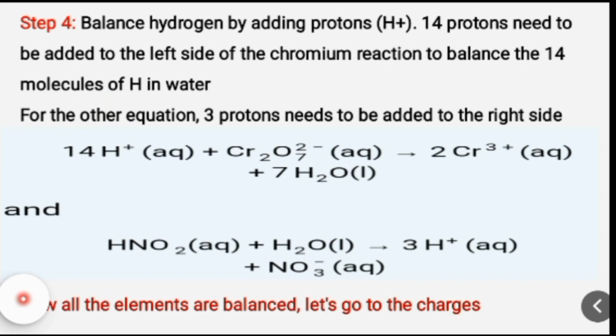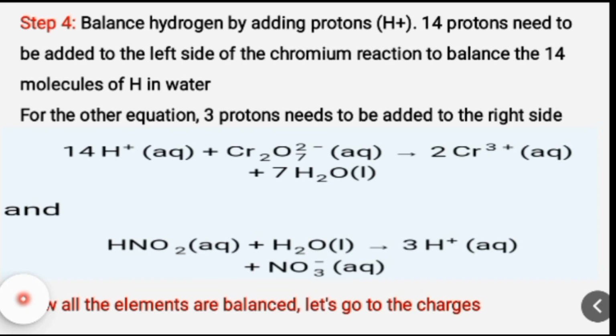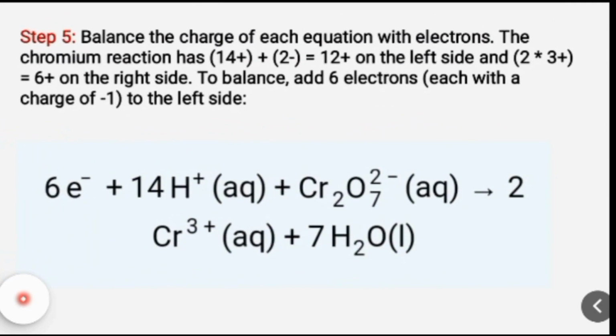For nitrogen, we have 2 molecules of oxygen here and 1 molecule of oxygen here on the left hand side, making it 3 molecules of oxygen. We're going to balance that on the right hand side by adding 3 molecules of hydrogen. Therefore, hydrogen is balanced on both the right hand and left hand side. Now, after you've balanced your elements and your compounds, we are going to balance charge. So you balance your elements first, your compounds, then the next thing is to balance charge.